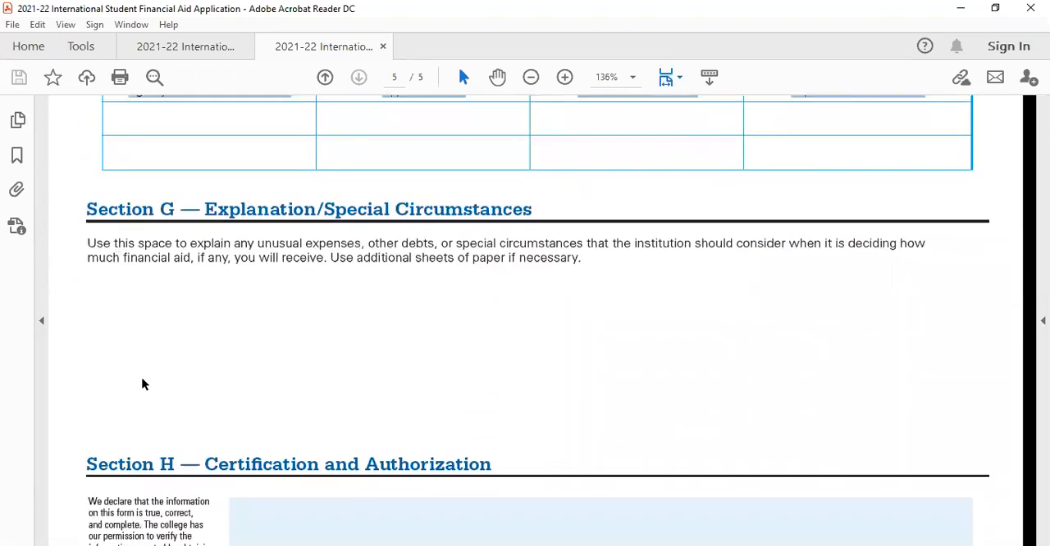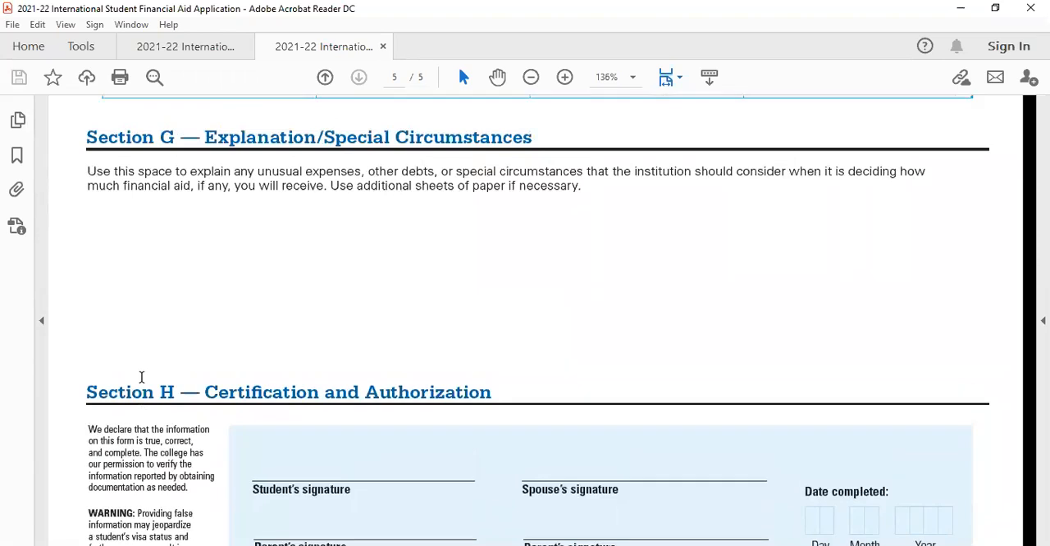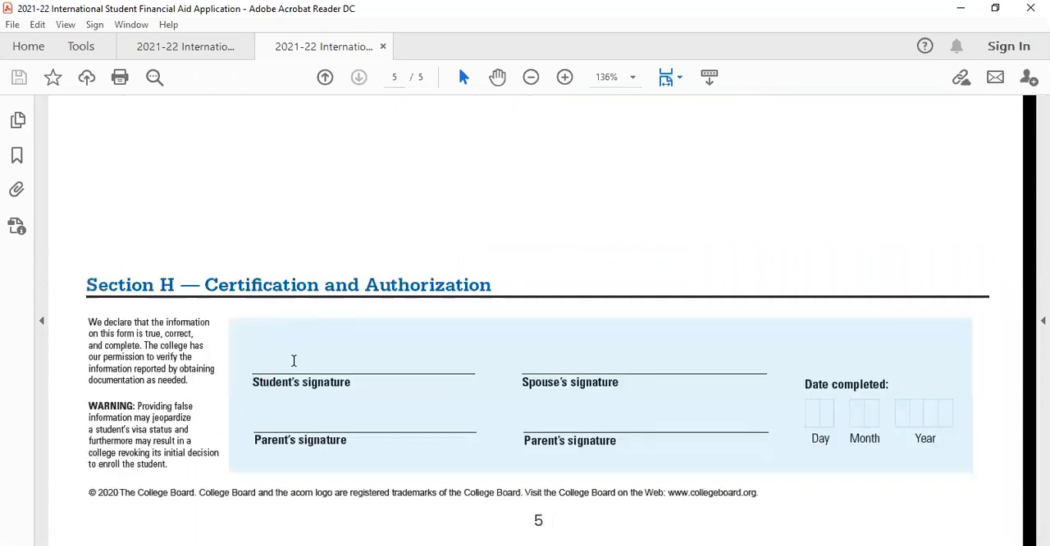Section G asks about if you have any special circumstances where your family income will change, or whether you have any unusual expenses, any debts, any special circumstances which they should be aware of when they are deciding. Maybe you have an ailing parent or an ailing grandparent, or there might be a loss of job, or maybe your parents are moving to a different country, or maybe there is an expected increase in income for some reason. So you can mention all those special circumstances over here. And finally, section H asks about where you need to sign it as a student, and your parents also need to sign it, and you need to enter the date.